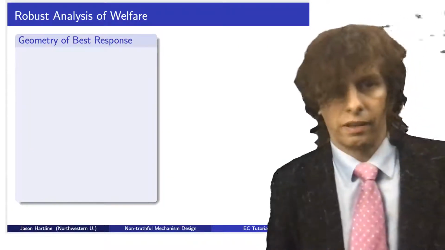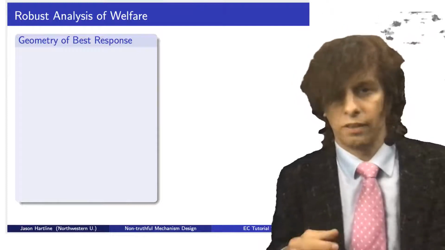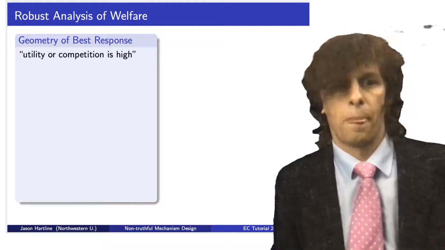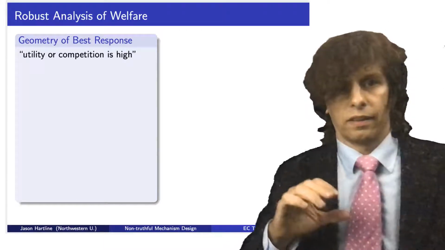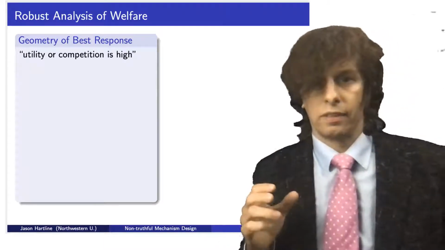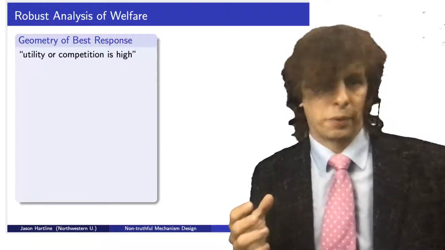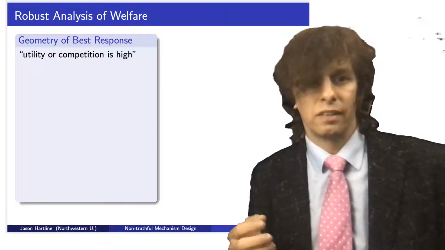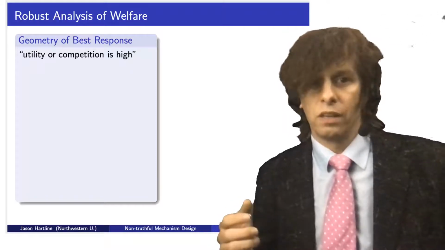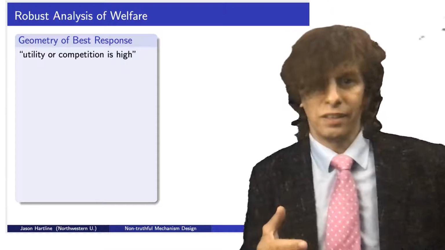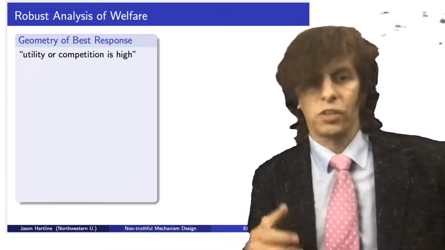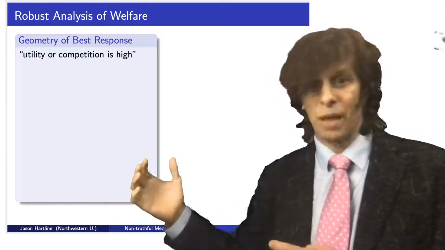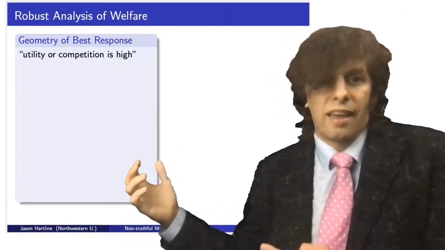This method will start with an overview of the geometry of best response. The geometry we're going to be talking about basically has the following intuition. An agent's best responding, so either they're going to get high utility or there's a reason they're not getting high utility. The reason they're not getting high utility is because there's lots of competition and they can't compete.